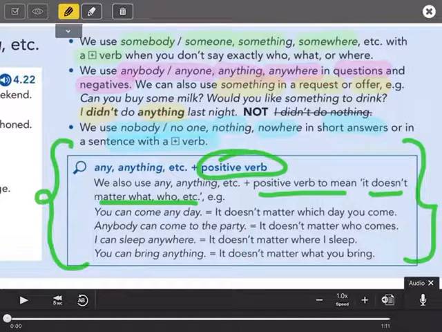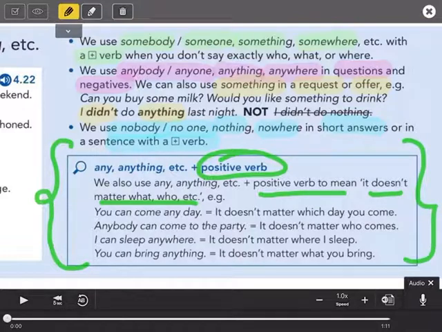So now, what has changed? The meaning has changed. Pues, ¿qué ha cambiado? Pues el significado. ¿Vale? Pues ahora significa realmente cualquier, ¿no? Cualquier persona, cualquier lugar, cualquier lo que sea. ¿Vale? Let's see. You can come any day.